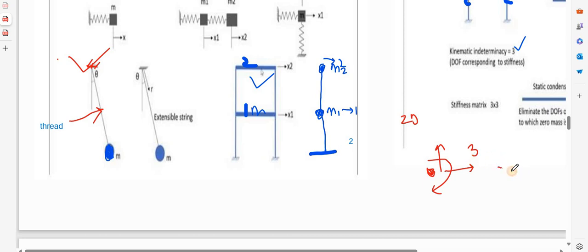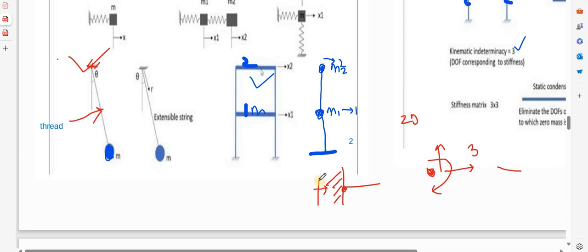If I take another example, I have a fixed support. I am considering this point. What will be the degree of freedom of this point? Fixed support means it cannot move. Can it move in the vertical or horizontal direction?